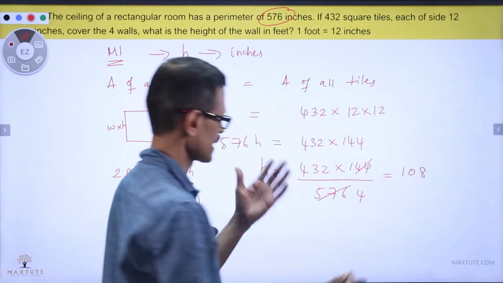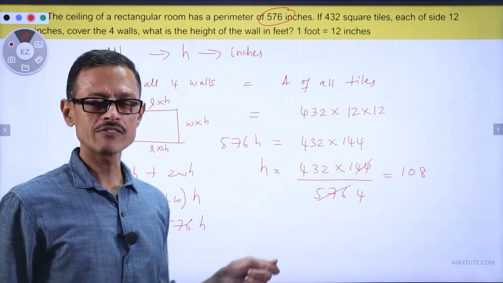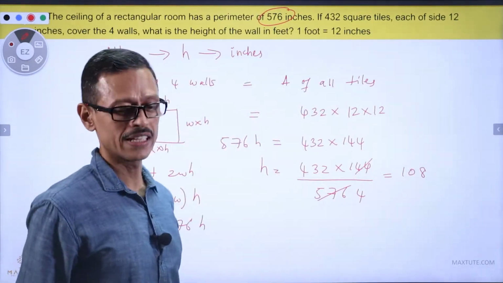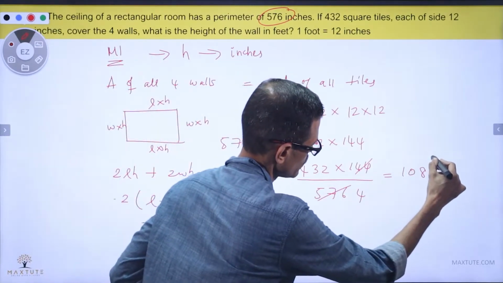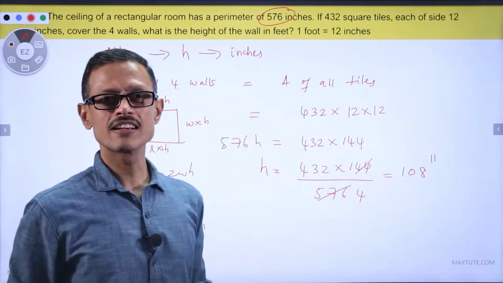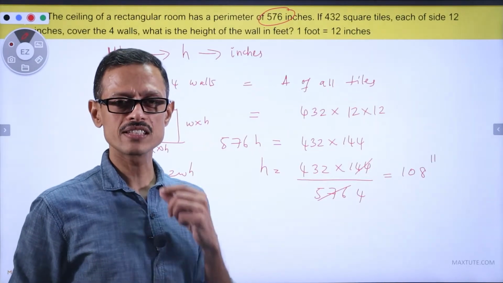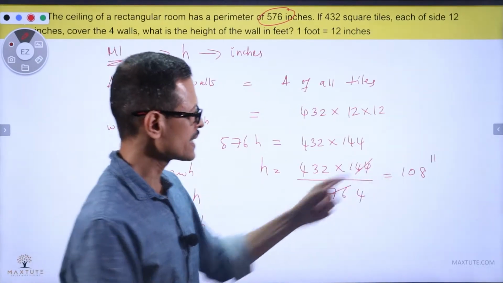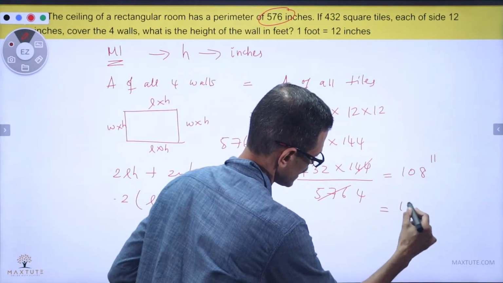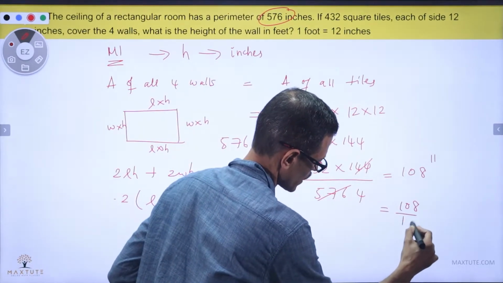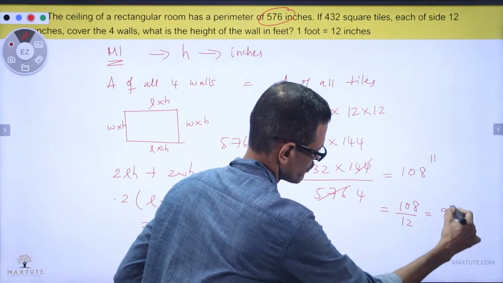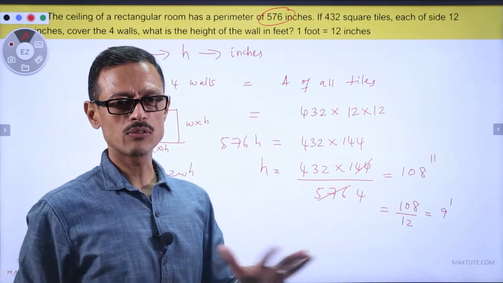So we found out the height. How have we found out this height? We found out the height in terms of number of inches. So the height of this wall is equal to 108 inches. The question is asking us to find it in terms of number of feet. 12 inches equals 1 foot. So 108 inches will be equal to 108 divided by 12. That is equal to 9 feet. So the height of the wall is equal to 9 feet.